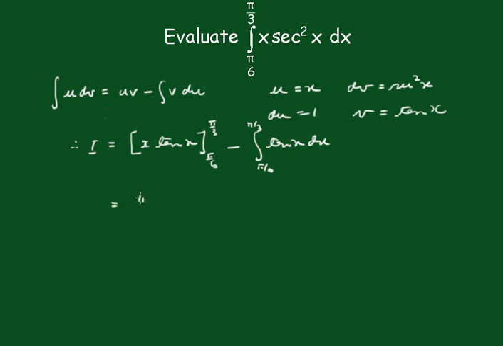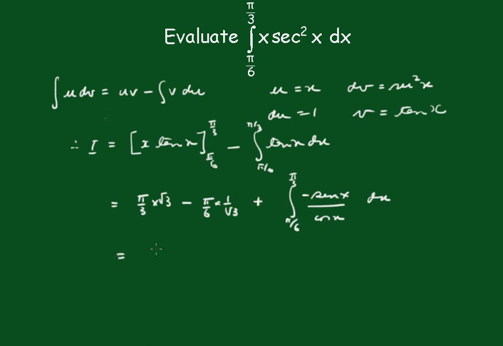This will be pi upon 3 times, now the tan of pi upon 3 is root 3, minus pi upon 6 times 1 on root 3. Minus, now this will be, tan is sine on cos, so I'll write that as sine x over cos x, but I know the derivative of cos is minus sine, so I'll put the minus there and the plus there.